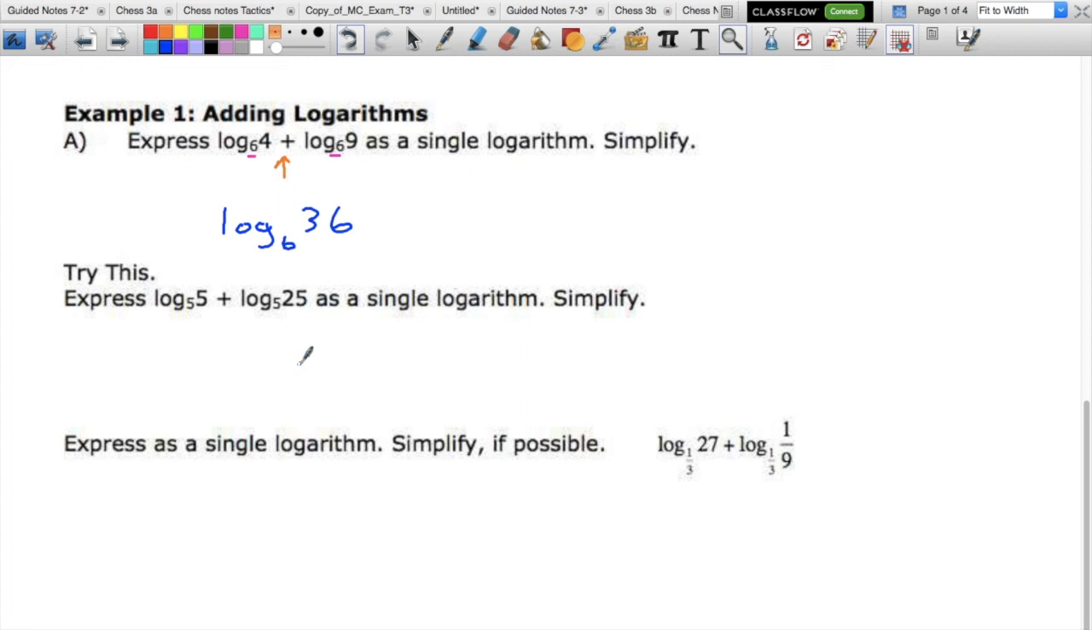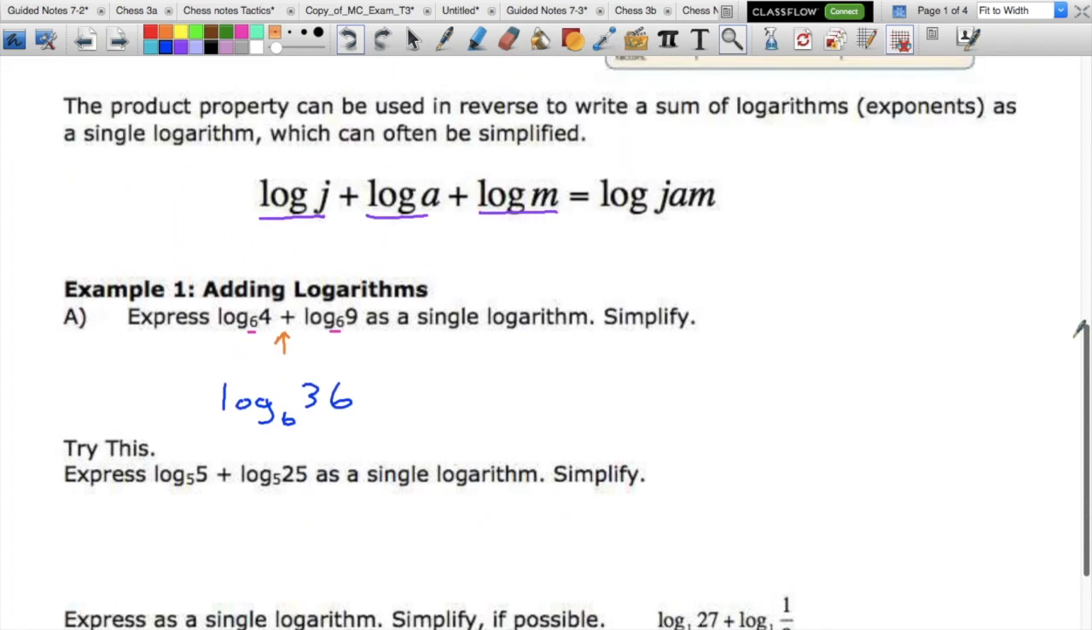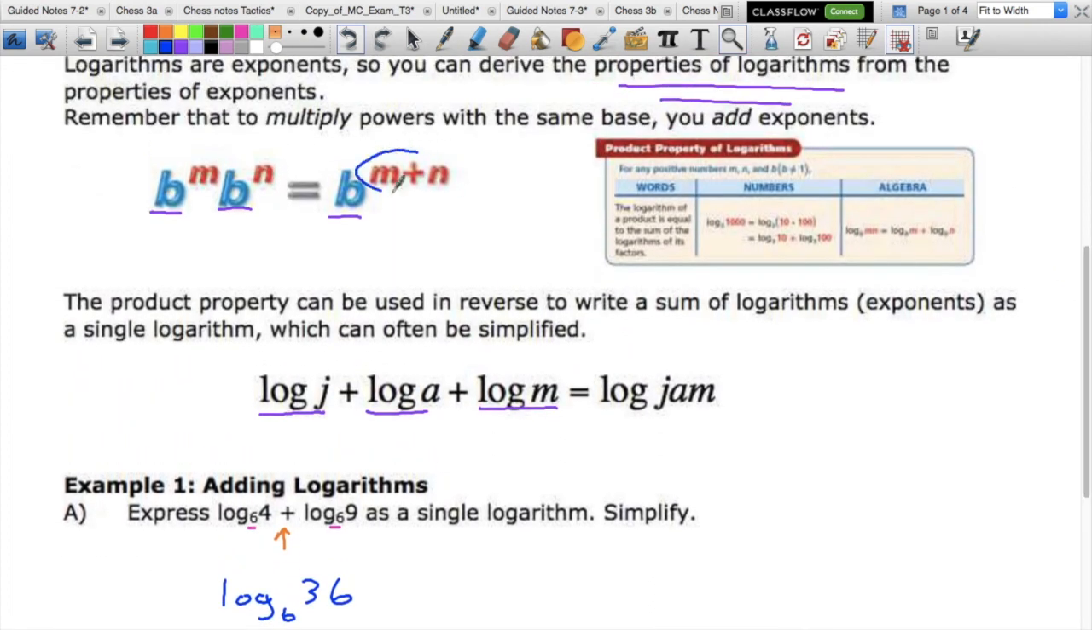Well, it's just like I said up here. If the exponents are being added, then it was a multiplication of two things. So when multiplying, you add the exponents. That's the connection because we're talking about exponents. This is an exponent, this is an exponent, this is an exponent. So we add the exponents when we're multiplying.